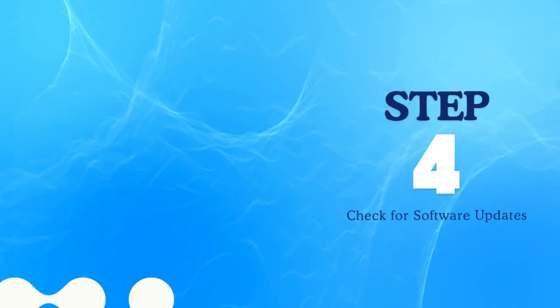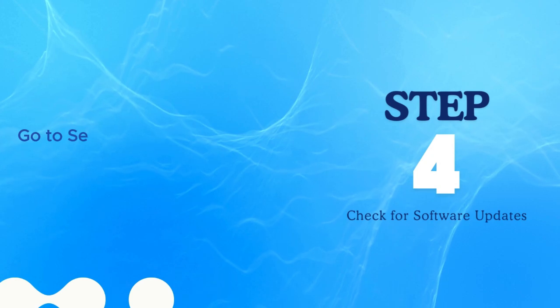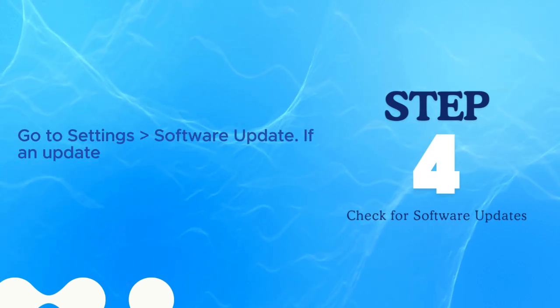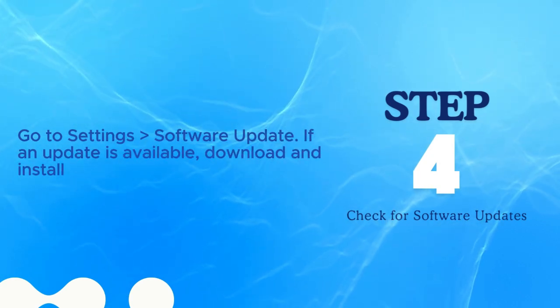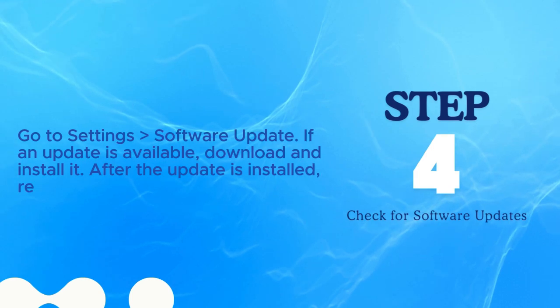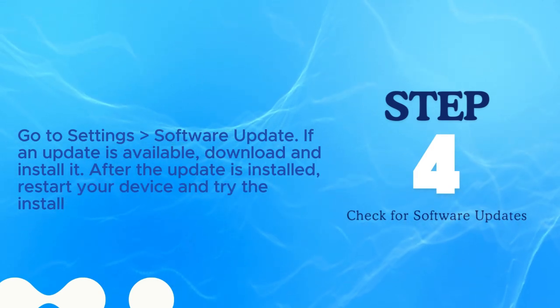Step 4. Check for software updates. Go to Settings, Software Update. If an update is available, download and install it. After the update is installed, restart your device and try installation again.